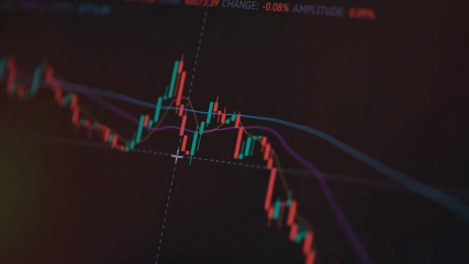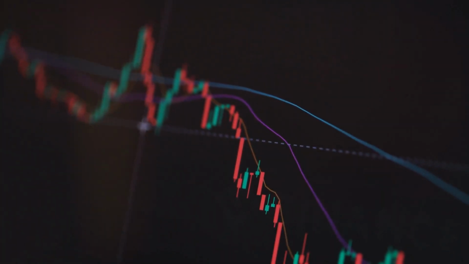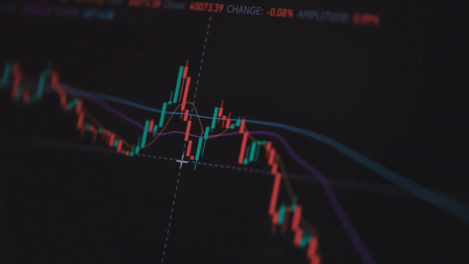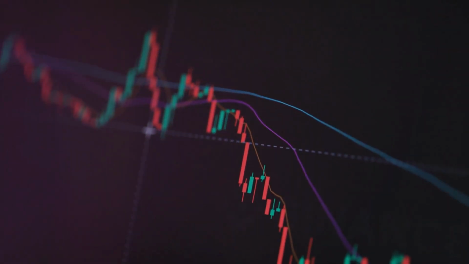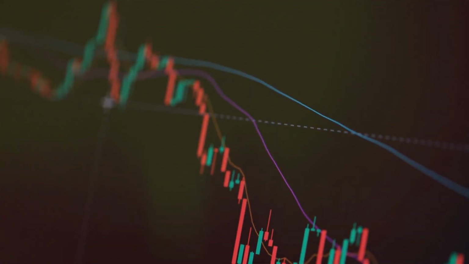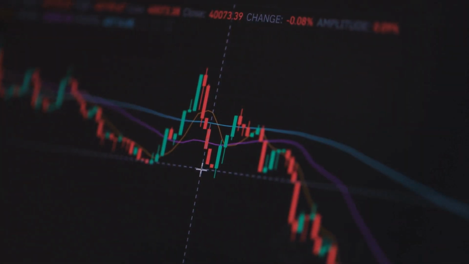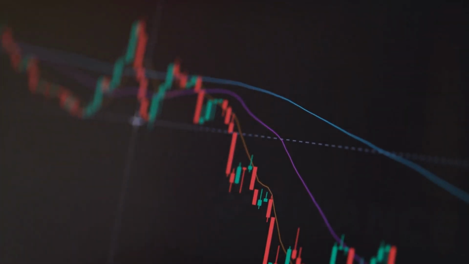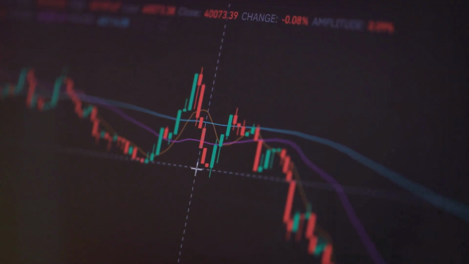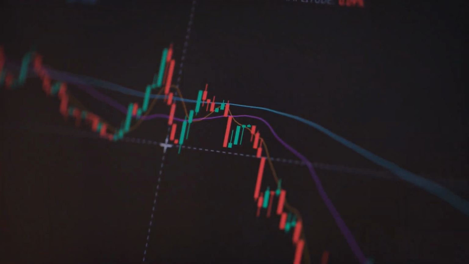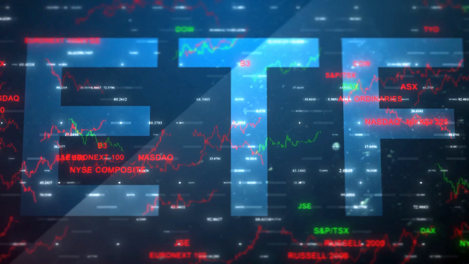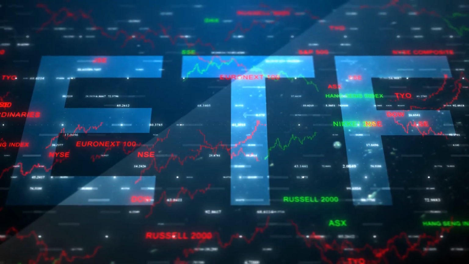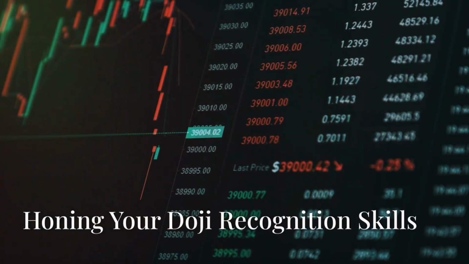Mastering the art of interpreting doji candlesticks can significantly enhance a trader's decision-making process. By recognizing the subtle signals conveyed by these patterns, traders can gain a deeper understanding of market sentiment and anticipate potential trend changes. However, it's important to remember that doji patterns, like any other technical indicator, should not be used in isolation. Combining doji analysis with other technical tools such as trend lines, support and resistance levels, and momentum indicators can provide a more comprehensive view of the market and increase the accuracy of trading decisions.